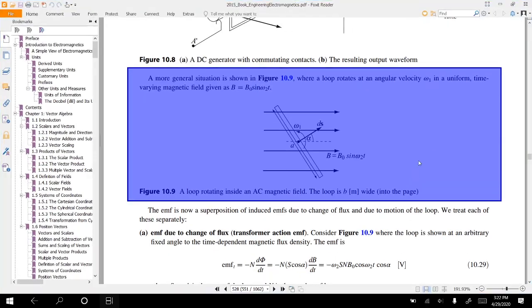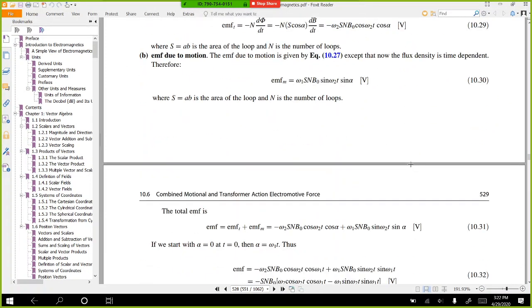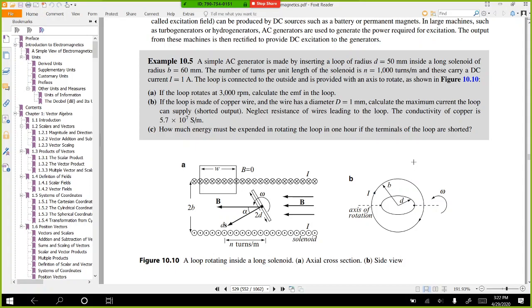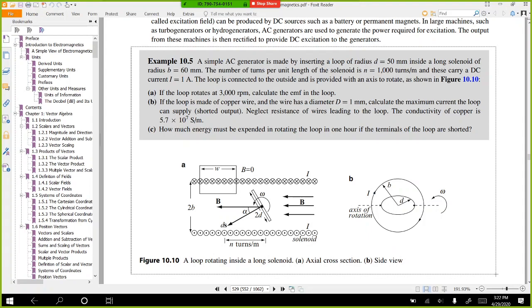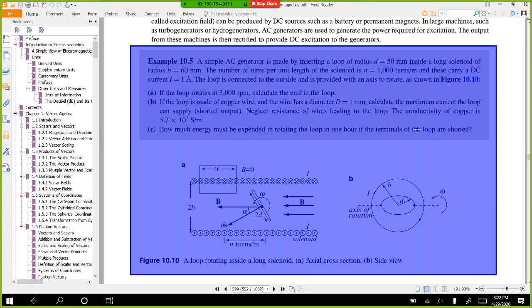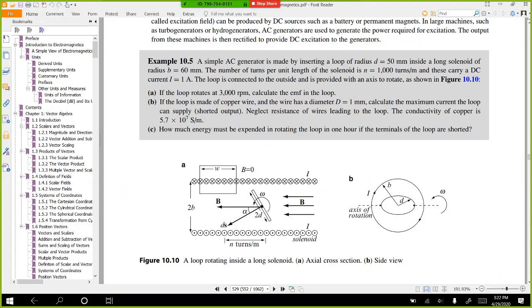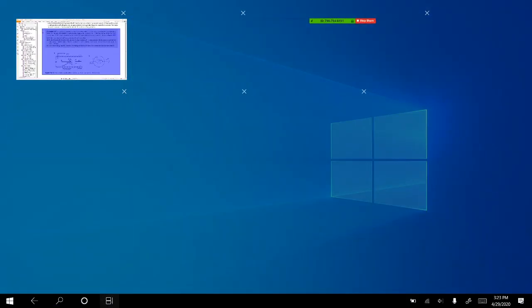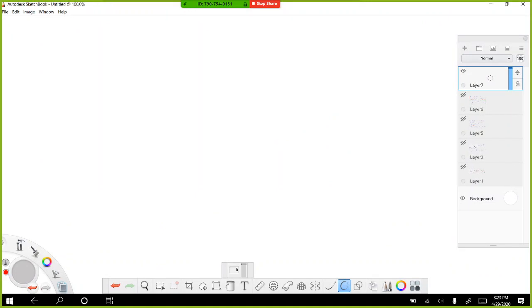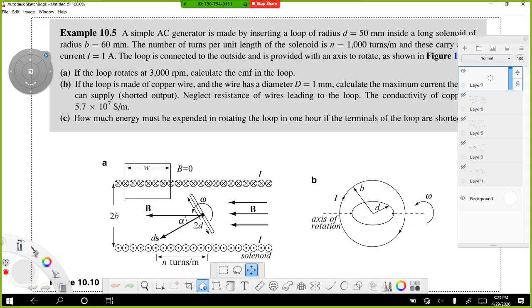Okay, here is our book. We go on and okay. Sorry. Copy. Paste here.